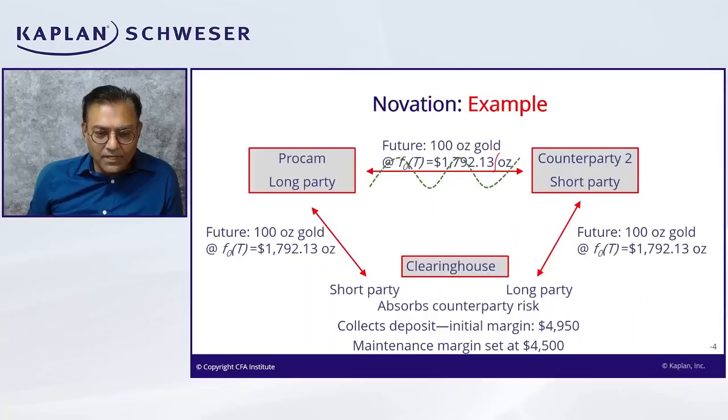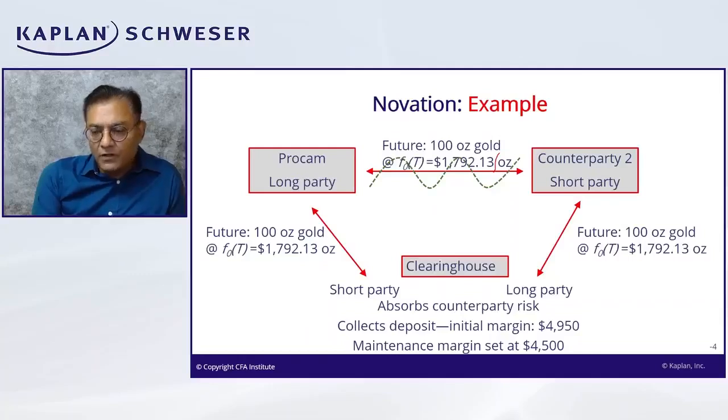And because the clearinghouse is managing that counterparty credit risk, they will ask for a margin, initial margin. So the clearinghouse specifies what is the initial margin and what is the maintenance margin. In our example here, the clearinghouse is asking for an initial margin of $4,950 for a contract involving 100 ounces of gold. Both parties will post that initial margin.